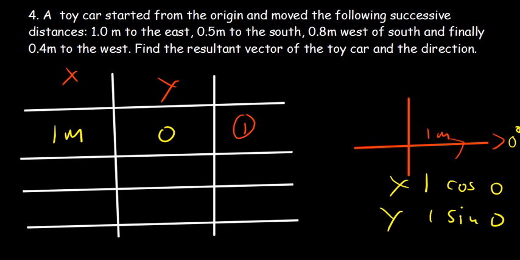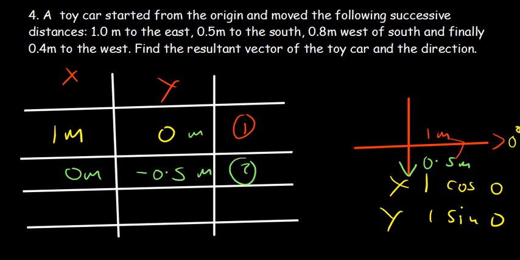Then 0.5 meters to the south. To the south, it's direct as well. That is just along the negative y axis, right? Telling us it's negative 0.5. There's nothing in the x direction.